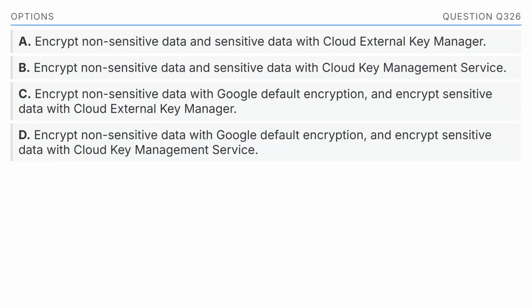The options are: Option A, encrypt non-sensitive data and sensitive data with Cloud External Key Manager. Option B, encrypt non-sensitive data and sensitive data with Cloud Key Management Service. Option C, encrypt non-sensitive data with Google Default Encryption and encrypt sensitive data with Cloud External Key Manager. Option D, encrypt non-sensitive data with Google Default Encryption and encrypt sensitive data with Cloud Key Management Service.